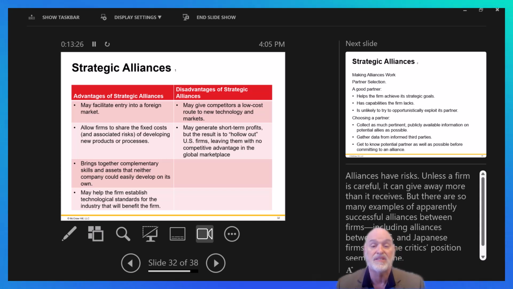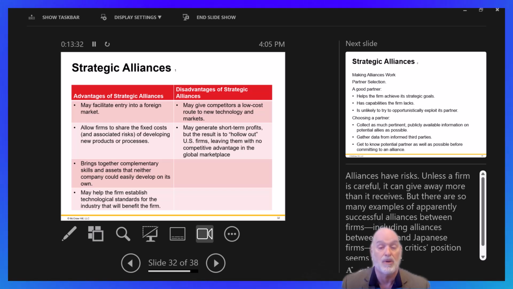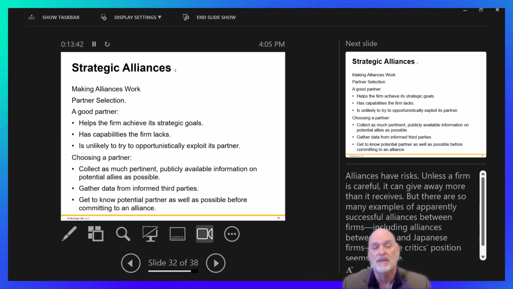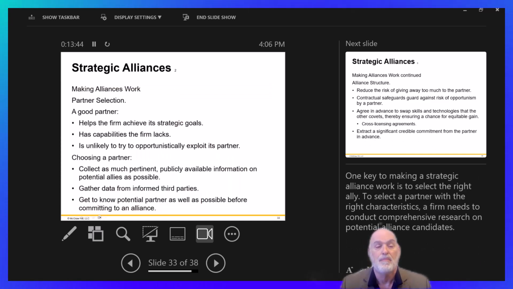The disadvantages of strategic alliances include that they may give competitors a low-cost route to new technology and markets, and may generate short-term profits, but the result is to hollow out U.S. firms, leaving them with no competitive advantage in the global marketplace. Making alliances work: partner selection.